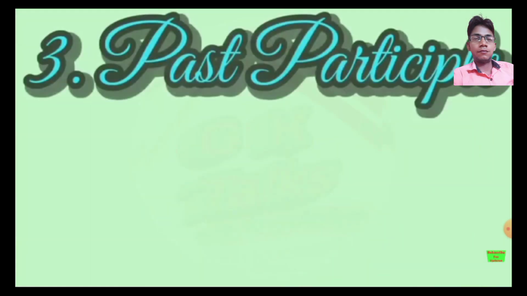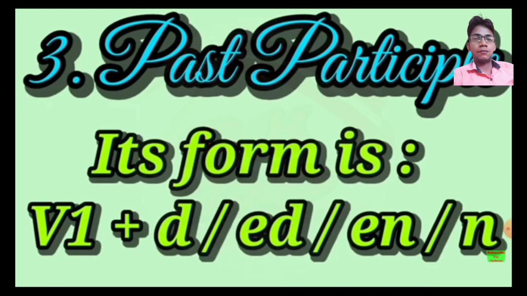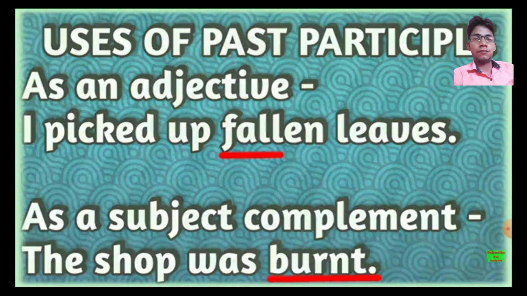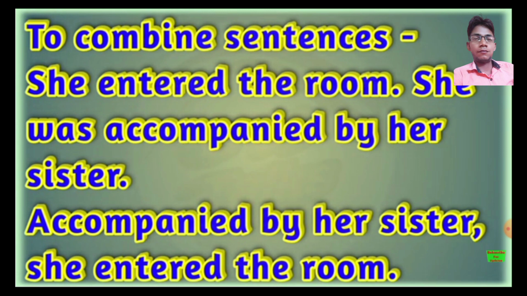Now, past participle. Its form is verb first form plus d or ed or en or n. Uses of past participle. As an adjective, I picked up fallen leaves. As a subject complement, the shop was burnt. To combine sentences, she entered the room. She was accompanied by her sister. We can write, accompanied by her sister, she entered the room.